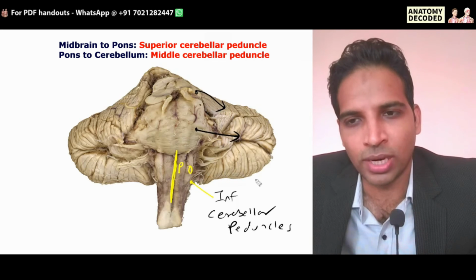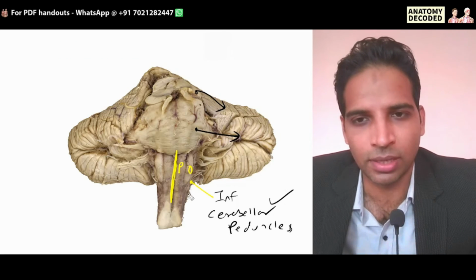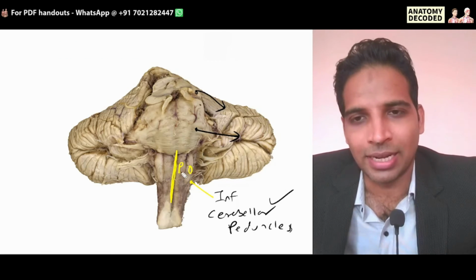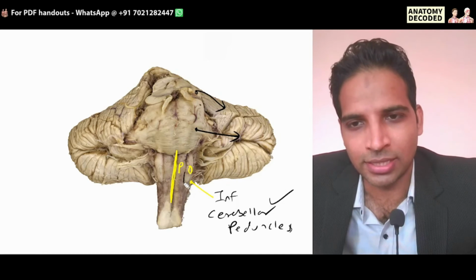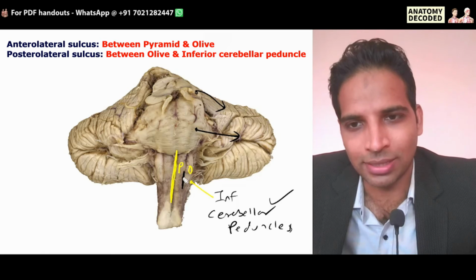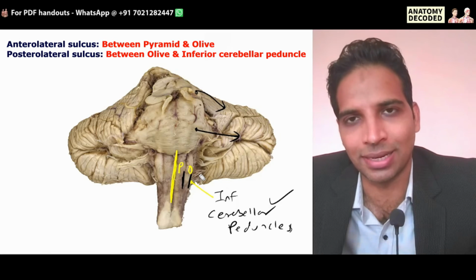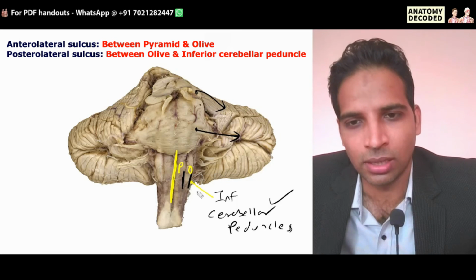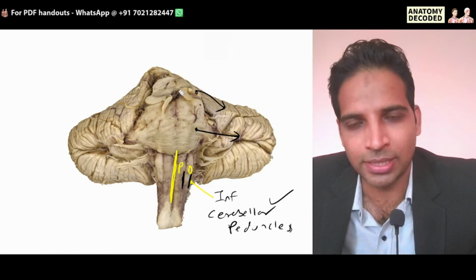From the medulla oblongata to the cerebellum is the inferior cerebellar peduncle. And there are sulci in between them, between these pyramids and olive. There is a sulcus here that's referred to as the anterolateral sulcus, and there is a sulcus here between the olives and inferior cerebellar peduncle that's called the posterolateral sulcus. So all these features are seen on the anterior aspect of this brainstem: midbrain, pons, and medulla oblongata.